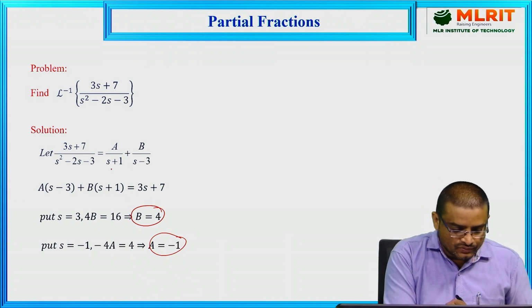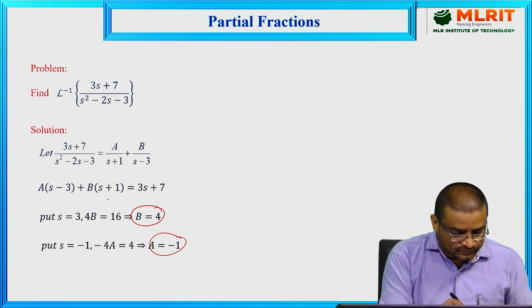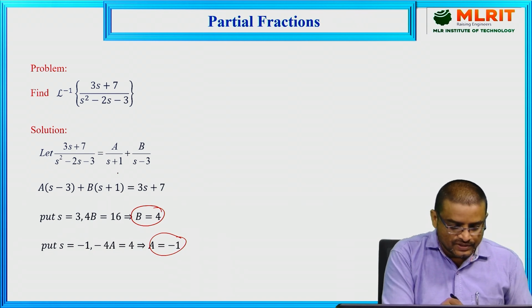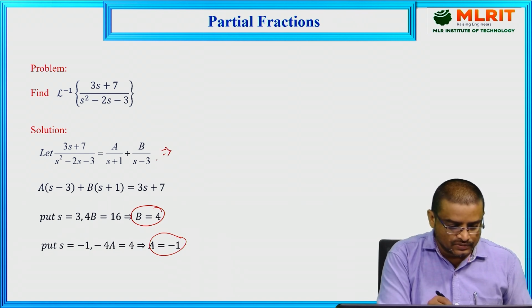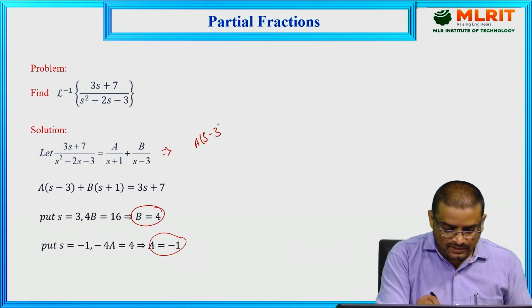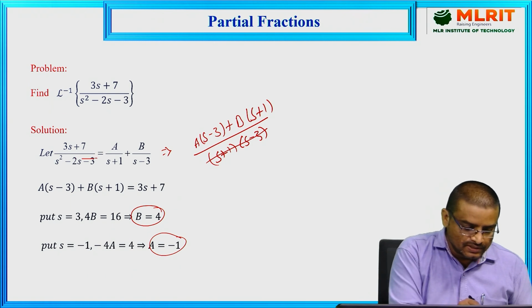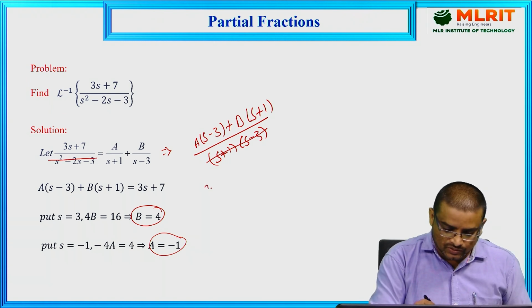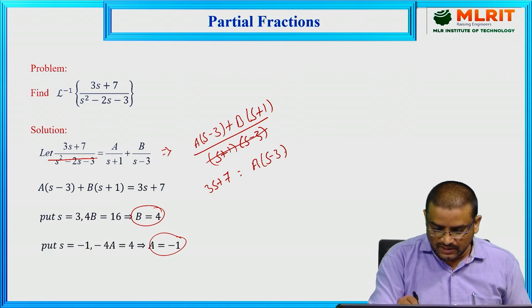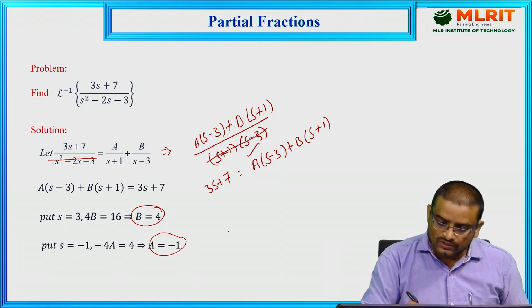Now if you want to find out the value of a, we can also follow this procedure. Take the LCM here. So a into s minus 3 plus b into s plus 1 by the denominator s plus 1 into s minus 3. This s plus 1 into s minus 3 gets cancelled. So you will get 3s plus 7 is equal to a of s minus 3 plus b of s plus 1.